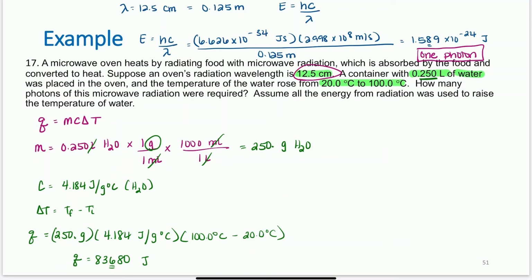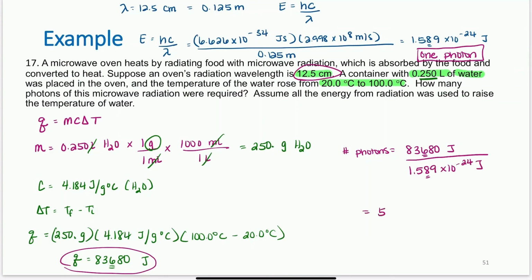How many photons of this microwave radiation are required to bring up this much heat? I've got 83680 joules that are needed, and each photon emits 1.589 times 10 to the minus 24th joules. That gives me an answer of 5.27 times 10 to the 28th photons. How many moles of photons is that? Take 5.27 times 10 to the 28th and divide it by Avogadro's number.